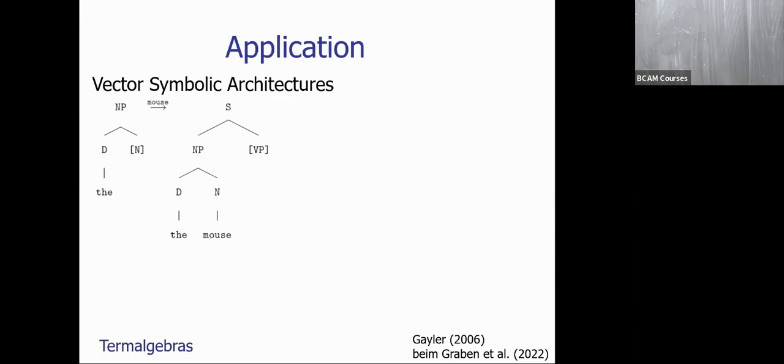So the idea is to represent these phrase structure trees by means of the term algebra. And what we have learned yesterday was that the term algebra consists of a so-called signature. This is nothing else than an alphabet together with a function assigning an arity to the symbols in this alphabet. So all these symbols of our data structure get interpreted as function symbols of a particular arity.